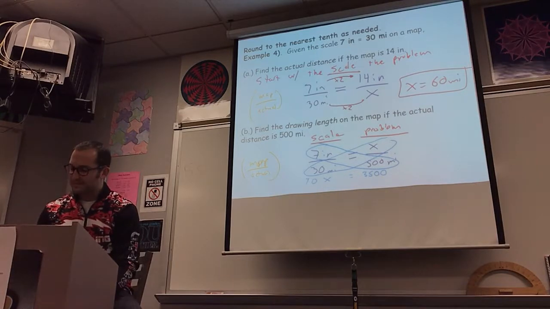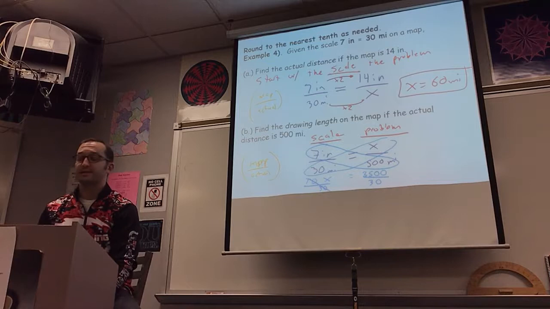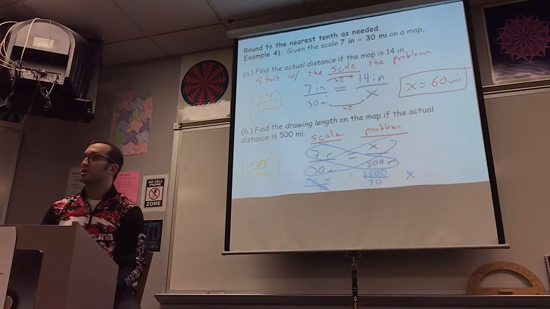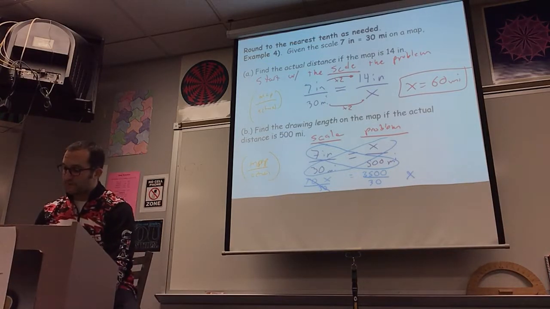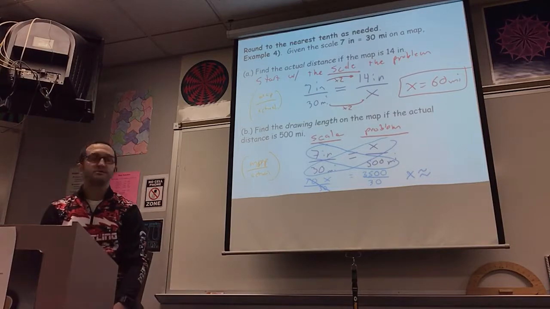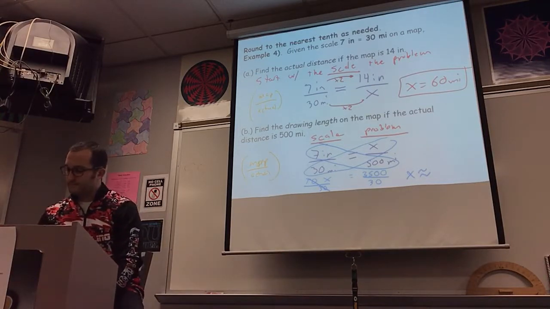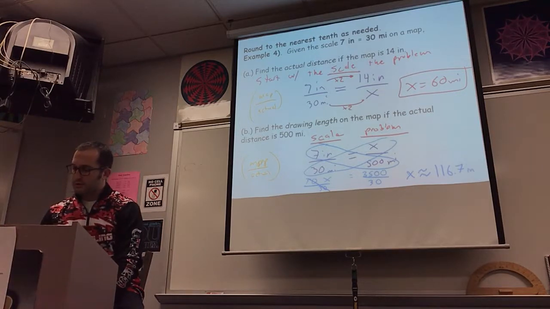And then to get x by itself, we divide both sides by 30. Here's where our calculator is going to come into play because this is not a nice division. It's an approximation. Let's round our answers to the nearest tenth. Anna? About 116.7. So it better be a big map, right?